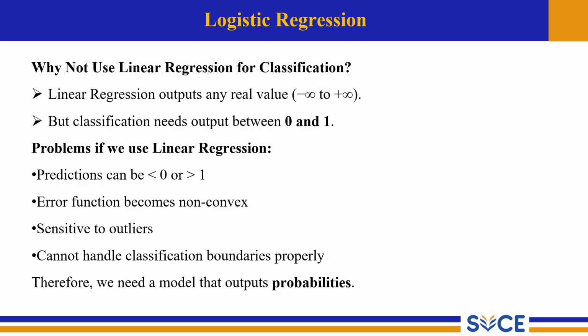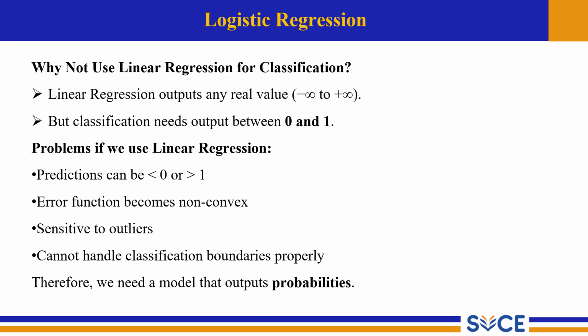Fifth one is poor handling of decision boundary. Most importantly, linear regression cannot properly handle classification boundaries. Classification is about separating classes, drawing a line between yes and no, or spam and not spam. So linear regression does not naturally create these boundaries. Instead, it tries to fit a continuous line, which does not capture the discrete nature of classification.